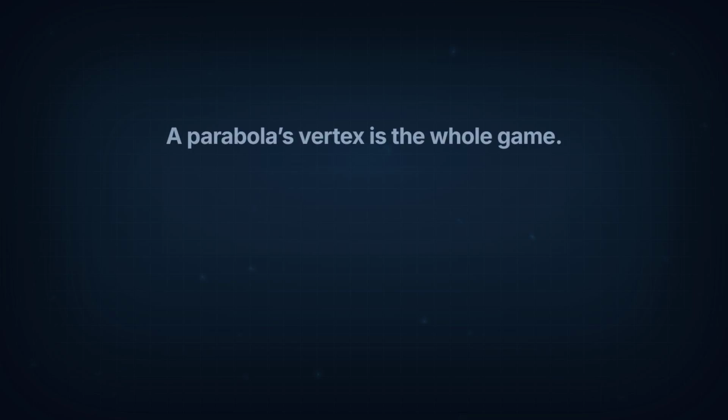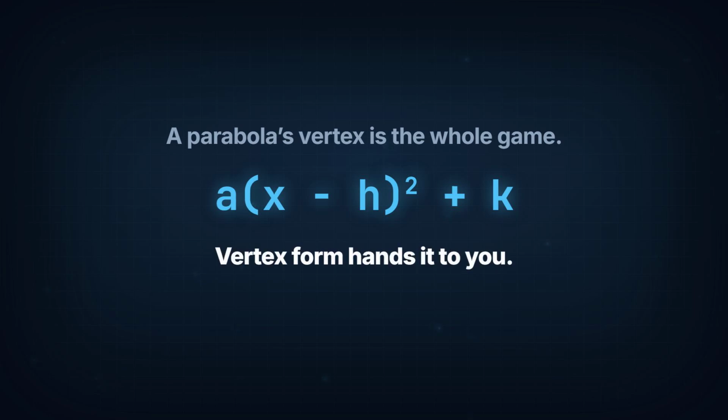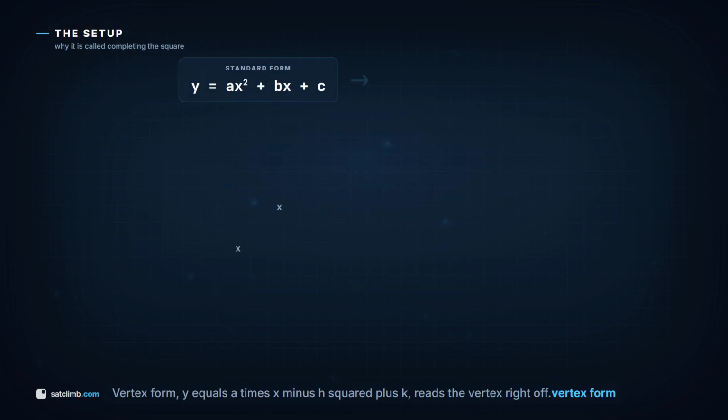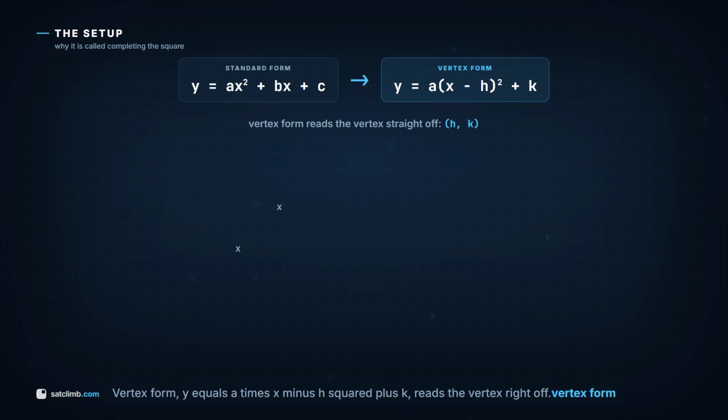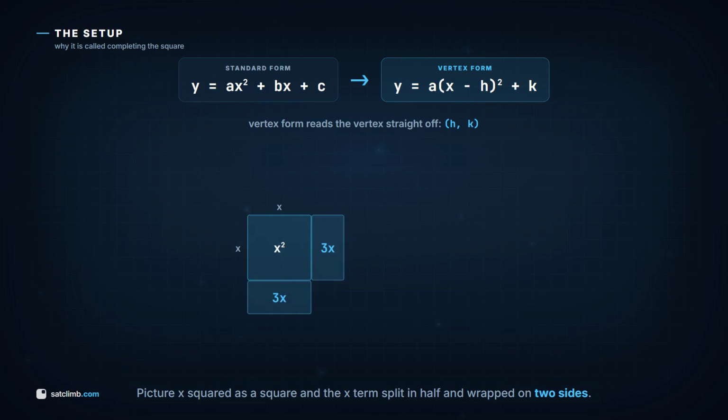Welcome to SAT Climb. On a parabola question, the vertex is the whole game, the highest or lowest point. Standard form hides it, but one move, completing the square, rewrites any quadratic into vertex form, and the vertex just falls out. No graphing calculator needed. Let's make it automatic. Vertex form is y equals a times (x minus h) squared plus k. The vertex is simply (h, k), read it right off. Standard form buries that.